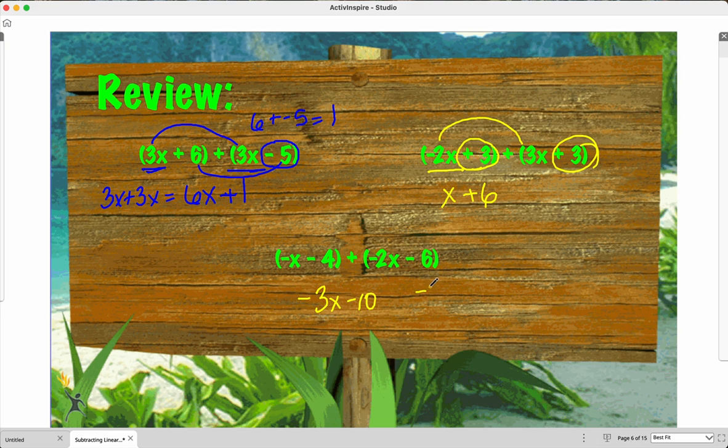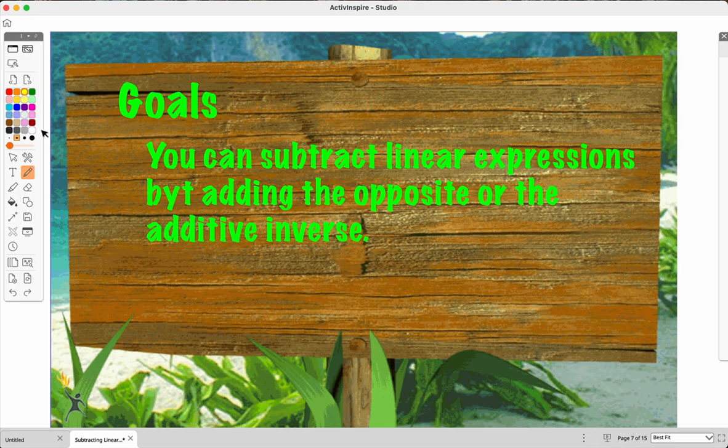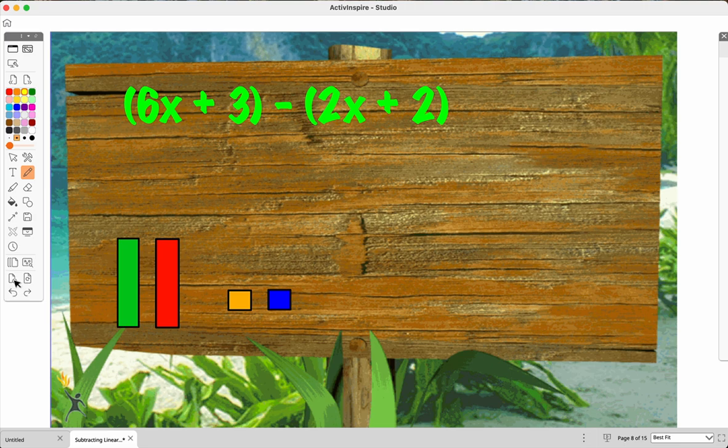Remember, we don't want to write 3x plus a negative 10. It's too much work, so instead of saying plus, we're just going to understand it's negative 10, okay? All right, so let's take a look at subtracting linear expressions. There's a couple ways to do it. One of the easiest ways to look at it is to come over, I'm going to get rid of these real quick.